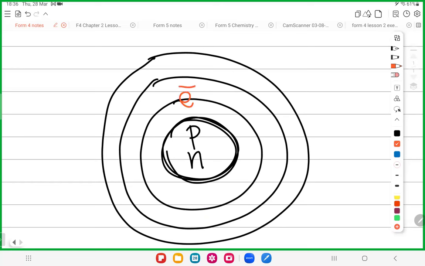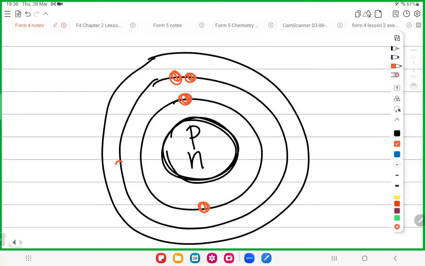Because when we draw the modern atomic structure, the latest version, you don't use the E to show the electron. Electron now you use a dot or a cross. So same thing, let's say the second shell, I have a few electrons.